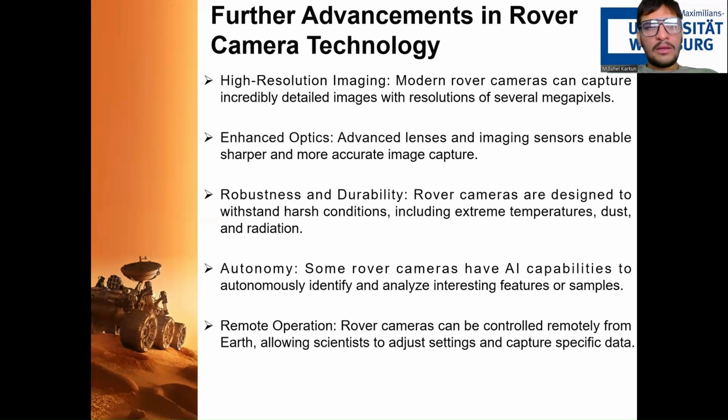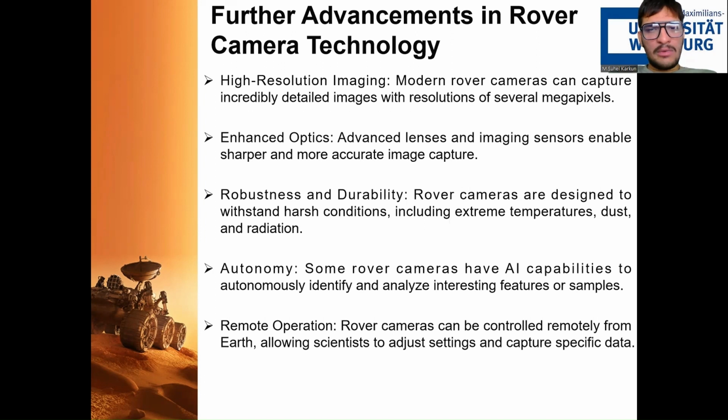As we know, there are many further advancements possible in the space industry, in satellites, and also in camera systems. There are many further advancements possible, but there are a few areas in which advancement can come most quickly and in a shorter period of time, like high resolution imaging, enhanced optics, robustness and durability, autonomy, and remote operations.